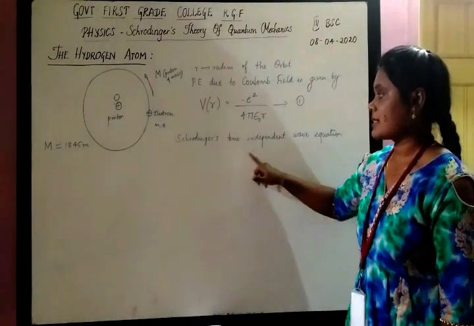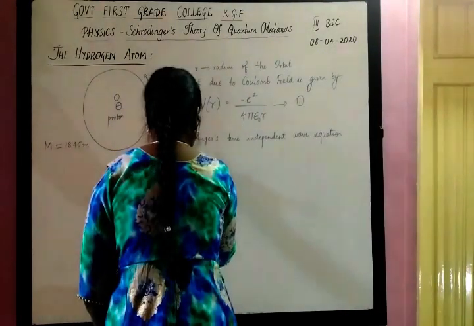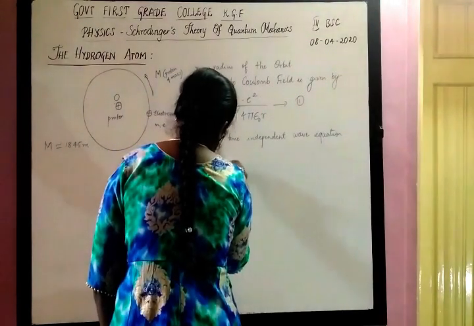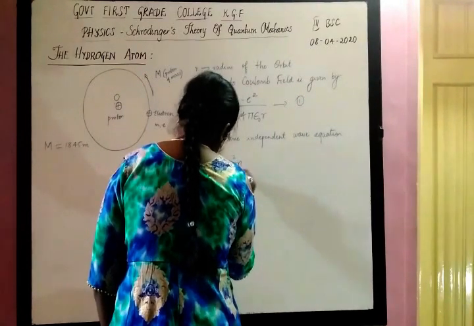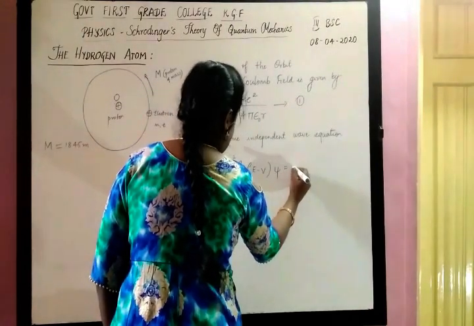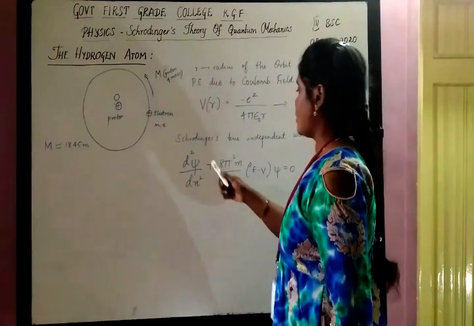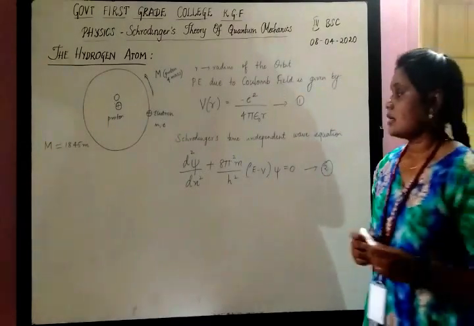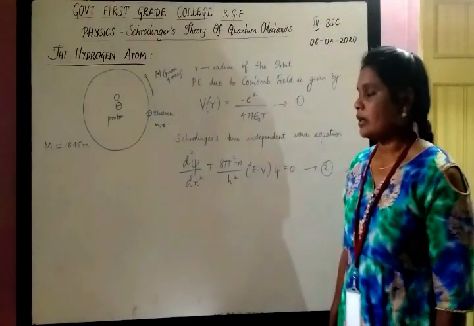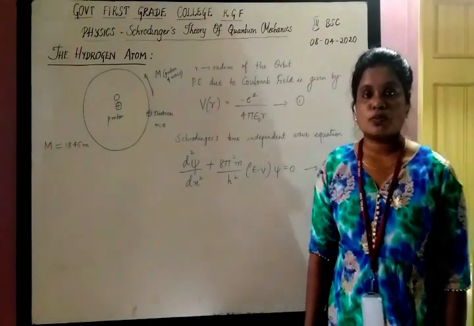Next, Schrodinger's time independent wave equation is given by d square psi divided by dx square plus 8 pi square m divided by h square into E minus V into psi is equal to 0. Consider this equation as 2.